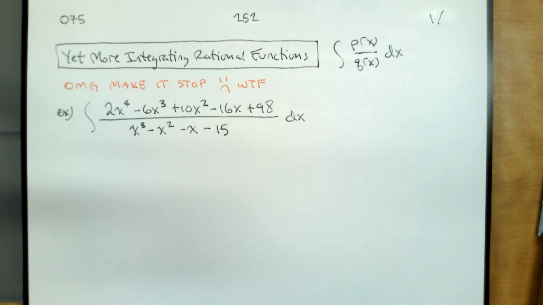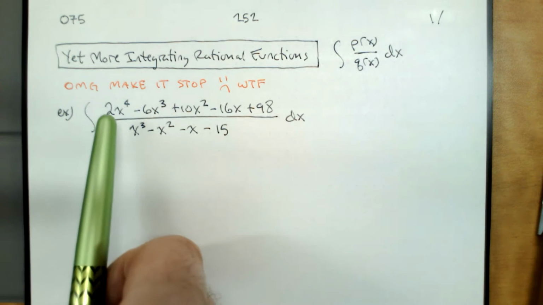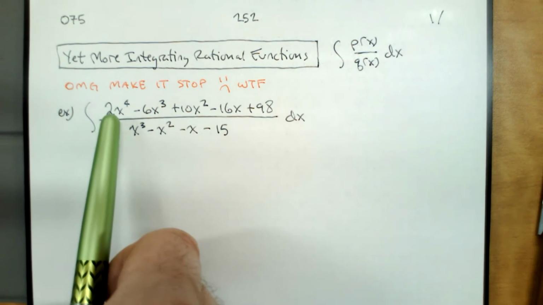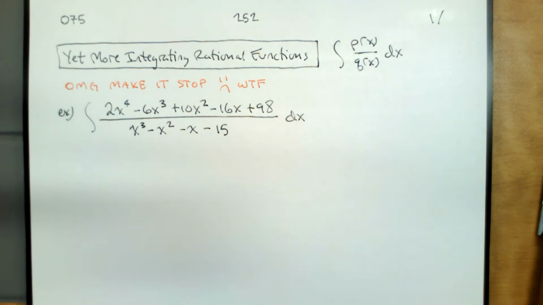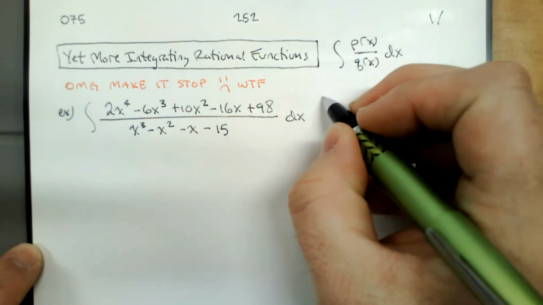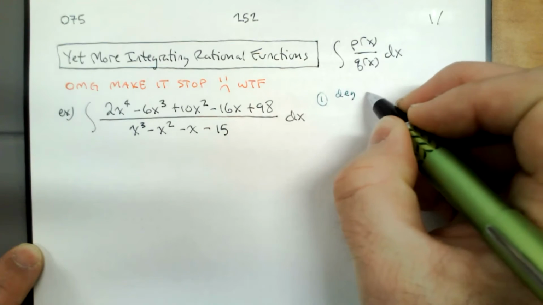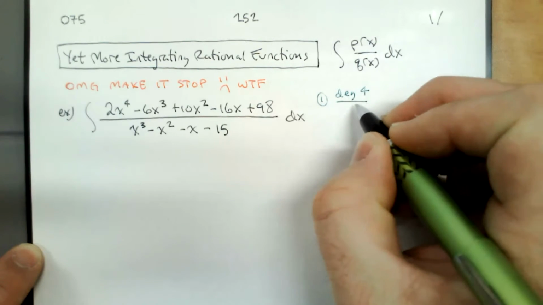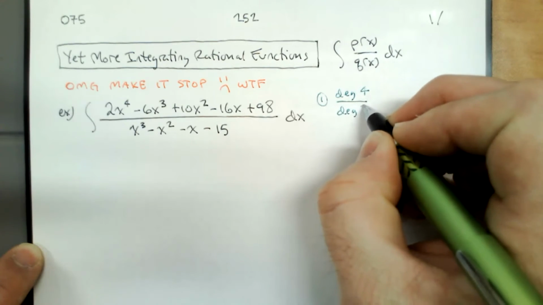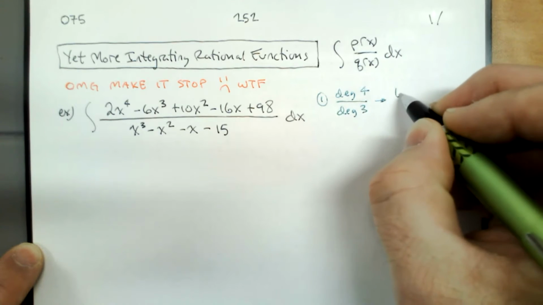Correct. The degree of the numerator is greater than the degree of the denominator. When we talk about the degree of a polynomial, we only care about the leading term. So it's degree 4 over degree 3. That tells us that we're going to have to do long division. Good. So one, it's degree 4 over degree 3, which means we're going to have to do long division.